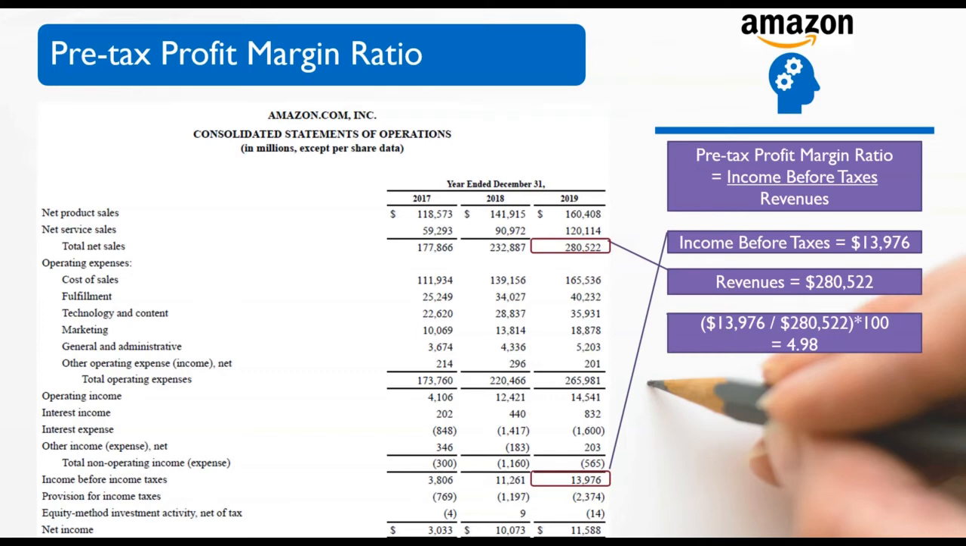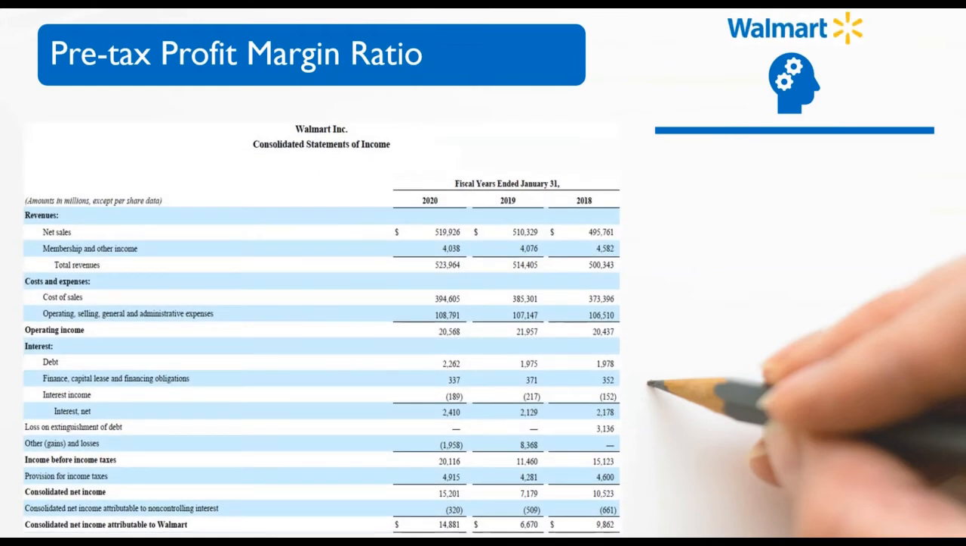So this tells us that Amazon makes around 5% of pre-tax profit margin for every dollar of sales. In other words, after taking its revenues and backing out its operating expenses before taxes, Amazon retains $4.98 of profit for every $100 of revenues. Now let's see how this looks for Walmart.